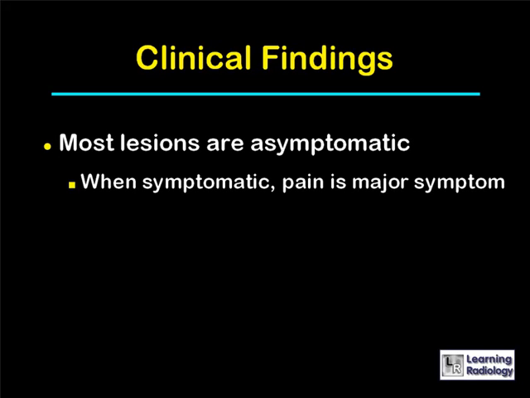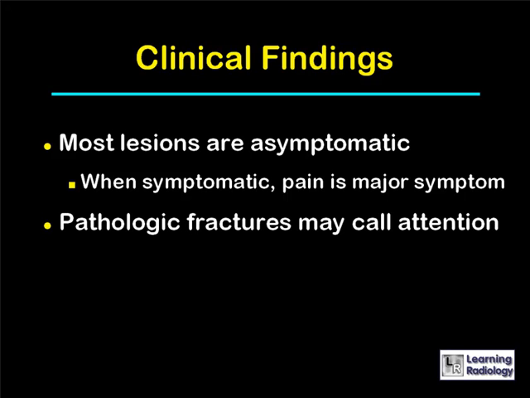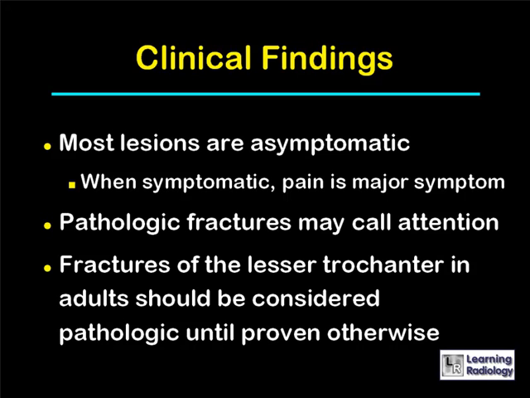Most lesions are asymptomatic. When they are symptomatic, pain is the major symptom. Pathologic fractures may call attention to the presence of metastatic disease and will, of course, produce pain. Fractures of the lesser trochanter in adults should be considered pathologic until proven otherwise.